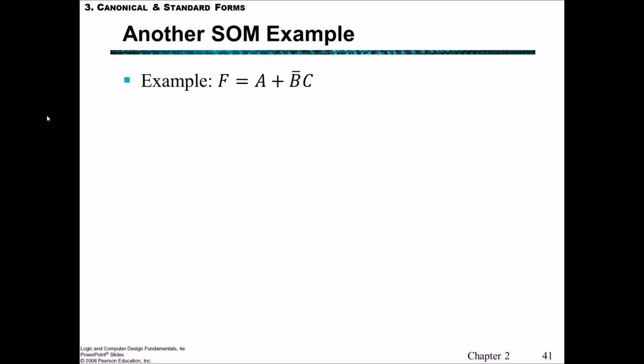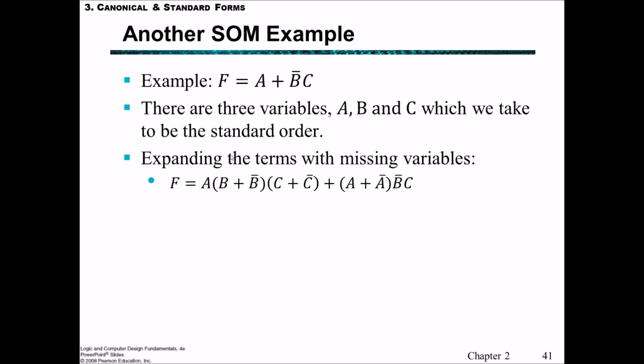So let's have a look at another sum of minterms example. And this one's slightly more complicated because in this case, even though we have 3 variables, a, b, and c, the first term is missing the b and the c, and the second is missing the a. So we have to include that in there in this way. So written more cleanly, it looks like this. And then we expand that out completely so that we get these 6 terms.